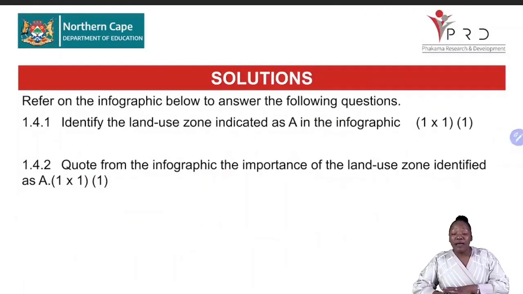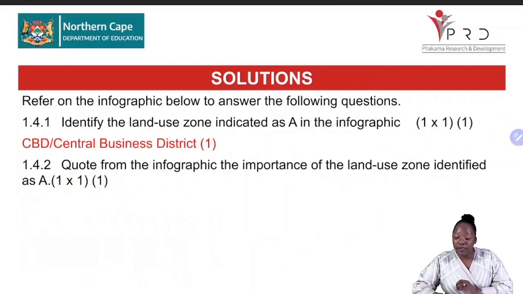Hoping that we are now ready for our corrections. Our first question there is we're supposed to identify that land use zone labeled by A. It's in the center. We have seen the tall buildings or the skyscrapers. Hence, we are saying it is CBD, or you give it in full, which is the Central Business District.